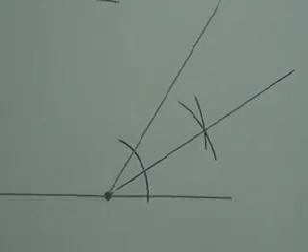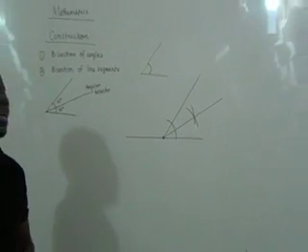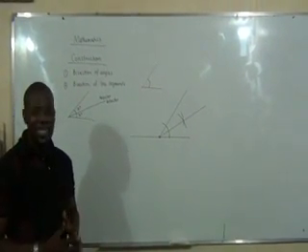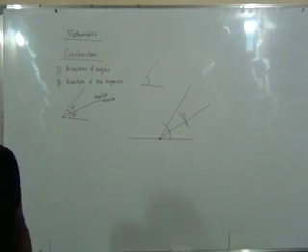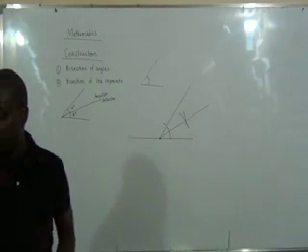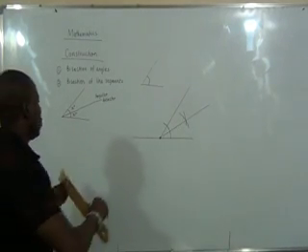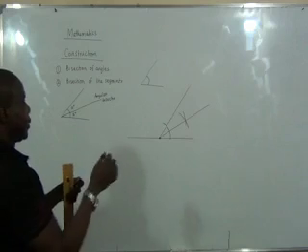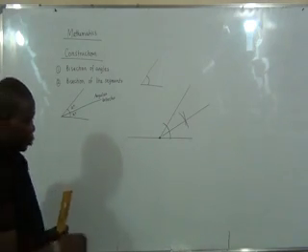So, now, what about bisecting a line? We've seen how to bisect an angle. What about bisecting a line? That is very simple. Look at it. What do we do? Let's just draw a line. We want to learn how to bisect a line. So, let's draw a line.